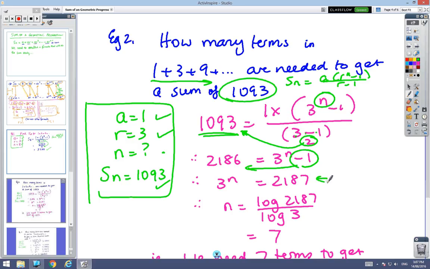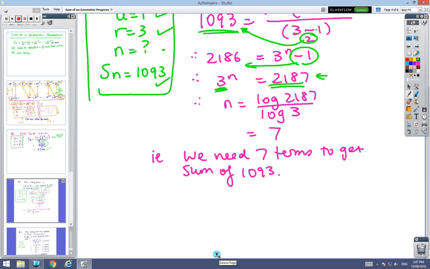Now here, because you're told that there is a sum, you could just do guess and check with powers of 3, but we can go straight to logs. So what I'm saying is, because you're told it is a sum, this number here will be 3 to some power. It ends up being 3 to the power of 7, but otherwise, let's just use log. So we take log of the answer divided by log of the base, and you get n equals 7. So that means we need 7 terms to get a sum of 1,093. Copy and come across when you're ready.